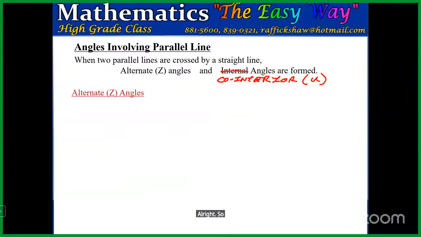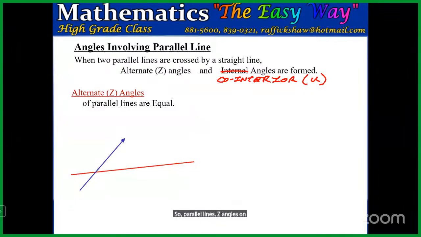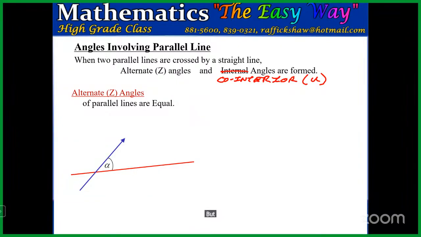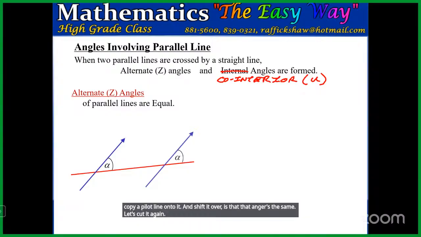So let's talk about the Z angles first, what I just showed you a while ago. So Z angles in parallel lines are equal. So let's say the red line here in this diagram is a transversal line. And we have that first line. I'm going to make a parallel line to it. But first I'm going to make an angle alpha to that line. Now if I were to copy that line, the blue line, copy a parallel line onto it and shift it over, you see that angle is the same. Let's cut it again. That angle is the same.